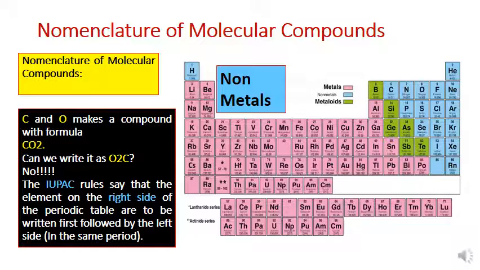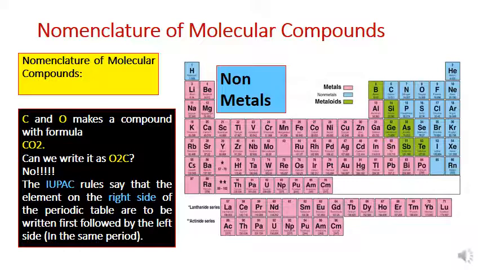So the IUPAC actually says that if you have a molecular compound between two non-metals, you have to look at the position here. If carbon is on the left side and oxygen is on the right side, you must write carbon on the left side and oxygen on the right side. You cannot write the opposite. Suppose you have a compound between carbon and oxygen, you should write it CO or CO2, not O2C. These are the IUPAC rules.